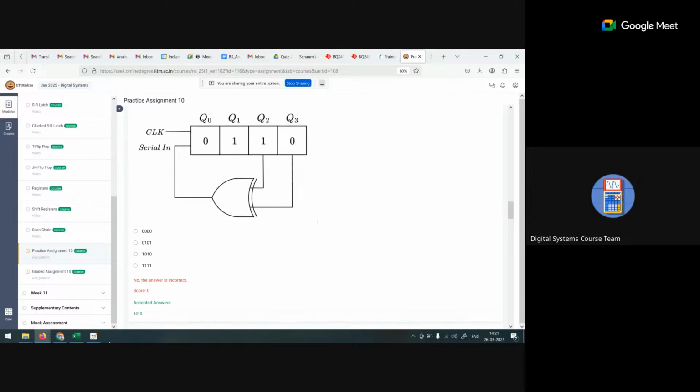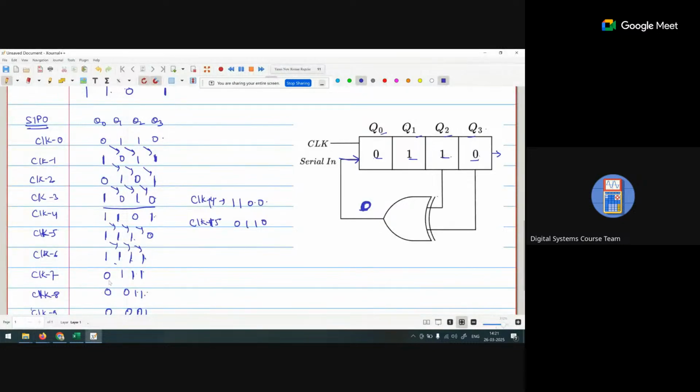After 7 clock pulses, what is the data? 0111. Okay, 0111.